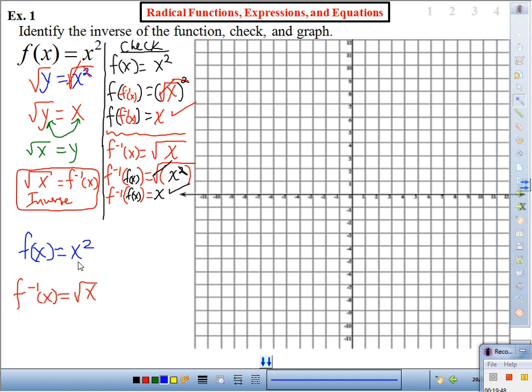What is the easiest number we substitute in for x? 0. What is 0 squared? 0, so it's 0, 0. There it is. What would be my next x value? 1. What is 1 squared? So my next point is 1, 1. Next value. 2. What is 2 squared? 4. That goes right there. Now let's go to the negative side. What is negative 1 squared? 1. Negative 2 squared? 4. All right, let's graph our parabola.